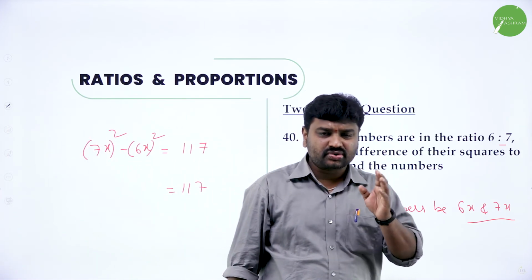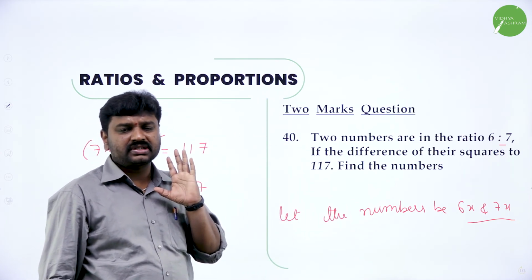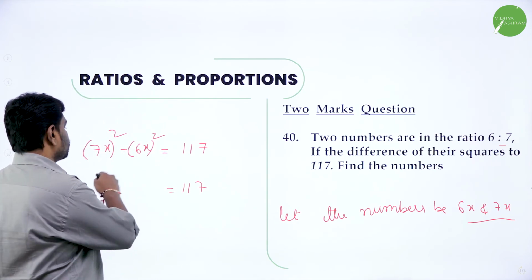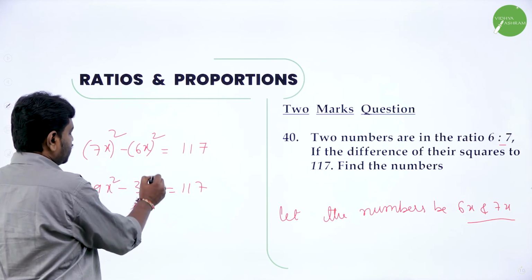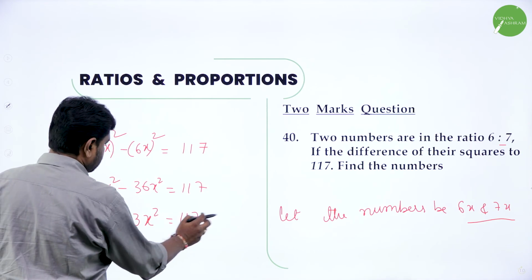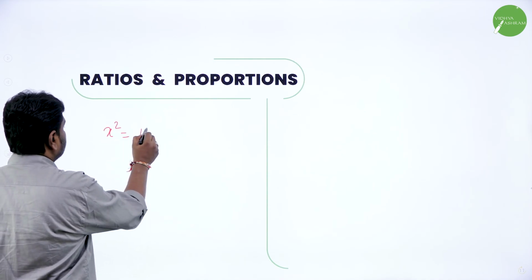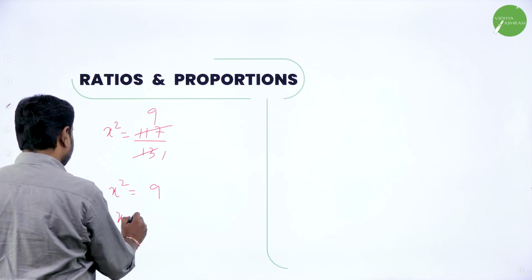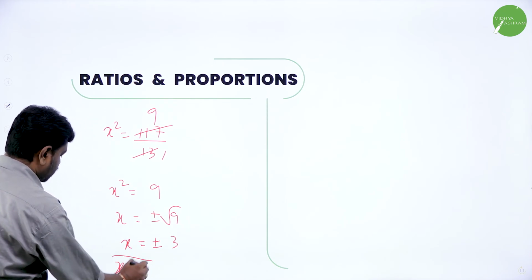So in 6:7, the number 7x will be greater than 6x. If it is a sum, you can take it however you want, because addition is commutative. But in subtraction, we take the higher number's square minus the smaller number's square. That is 49x square minus 36x square. So 49 minus 36, 13x square is 117. So x square is 117 by 13. 13 ones are 13, 13 nines are 117. So x square is equal to 9. x is equal to root 9, plus or minus 3, but I'll take positive 3 because the numbers are positive.